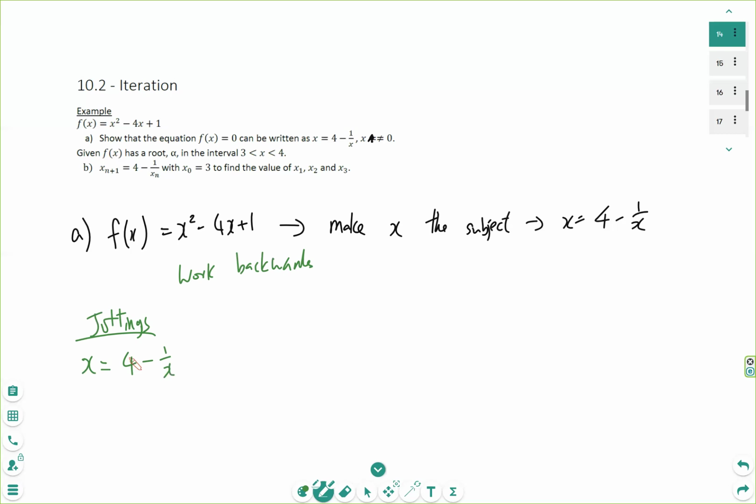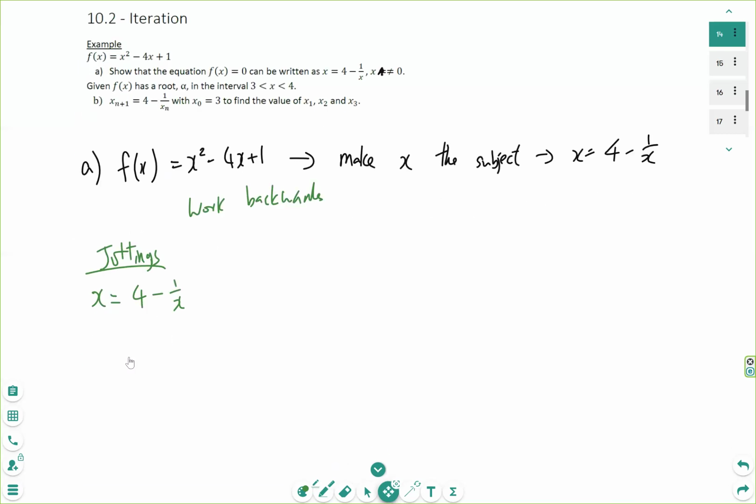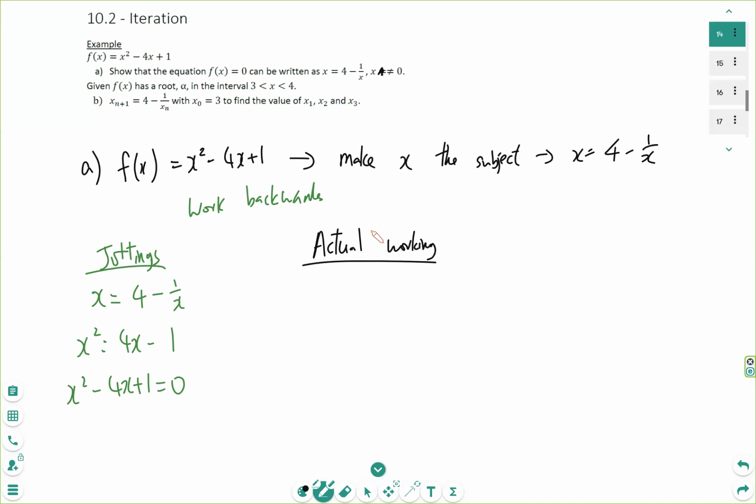So in here, what we're doing is we'll try and make it back into f of x equals 0. So from the answer, we'll work backwards, times everything by x, and then bring everything to the left inside. Okay, so the actual solution, the actual working. We'll start from x squared minus 4x plus 1 equals 0. Essentially, we'll just copy the steps backwards in here. So x squared equals 4x minus 1, divided by x. Did I make a mistake in here? Or a minus 1. Okay, and that's it. That's the answer.